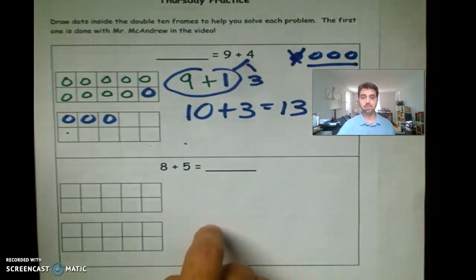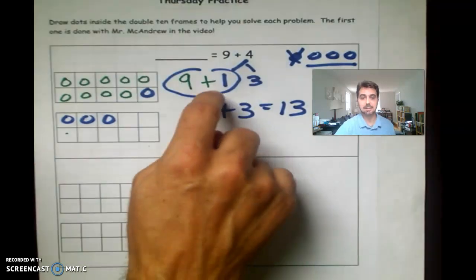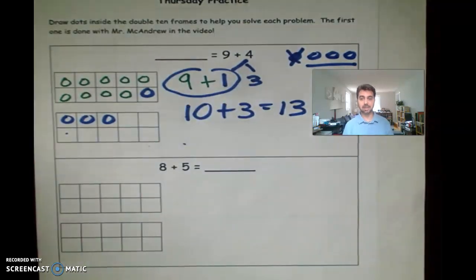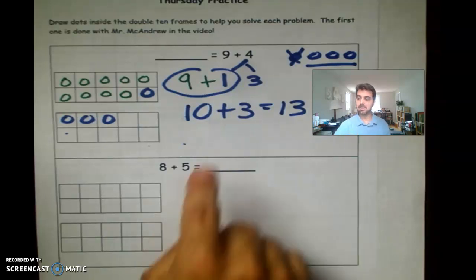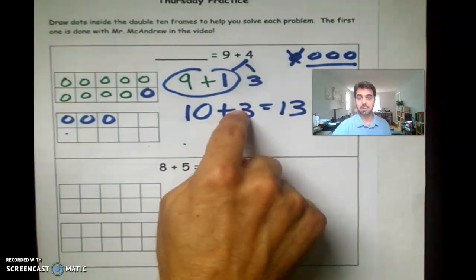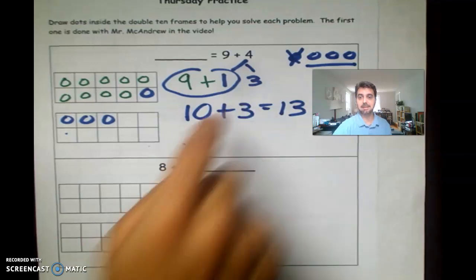So you want to finish doing these problems the same way I did this one. All right, so you can show your teacher later. Do a good job. If you get confused, you can always come back and look at this problem. And you can play it as many times as you need to.